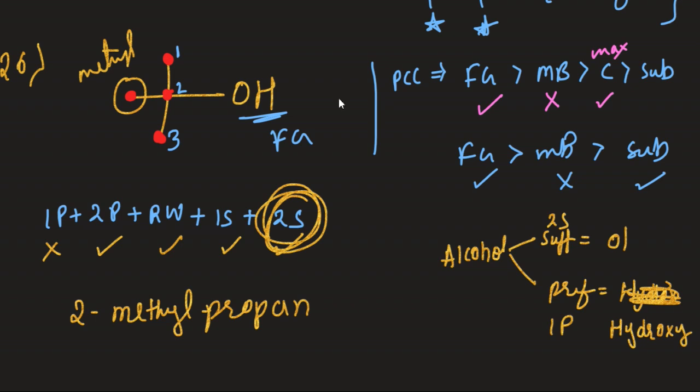OL. So what will I write here? Propane 1-ol. Sorry, 2-ol. We can say the OH group is present at the second position. So I will write propane 2-ol. So what will be the name? 2-methyl propane 2-ol.